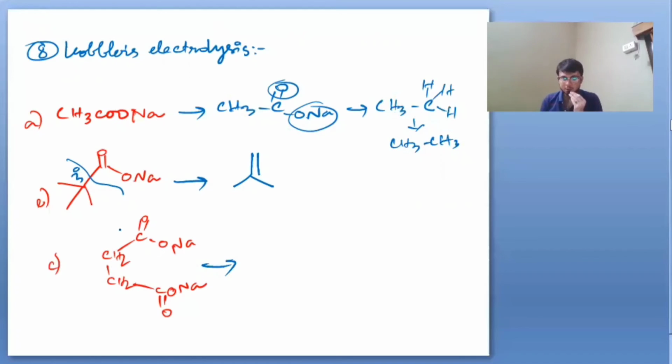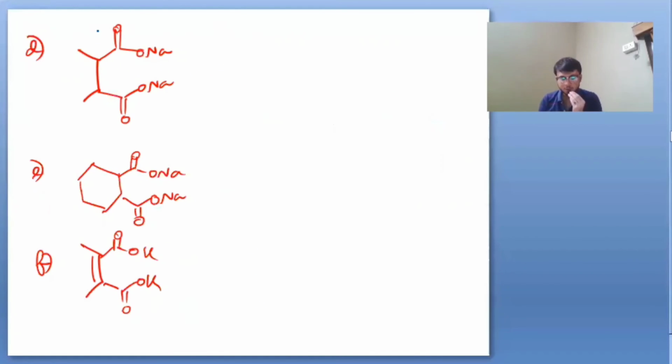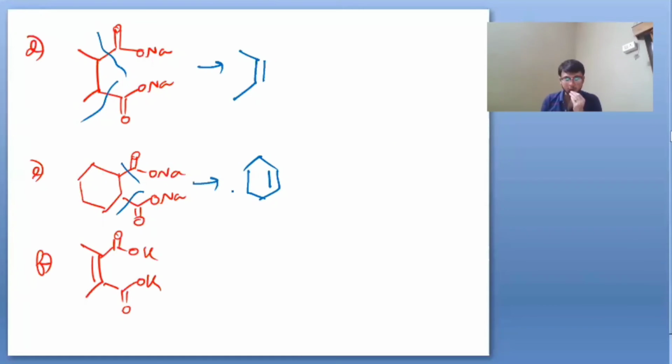So next is this. Again, we are just going to break this bond. So then it will be added like this, right? Double bond. Next is this molecule. For this again, we have to break this and the bond will be added here. That is this. Okay. Next is this. We again have to break the bond. So a double bond will be formed here.